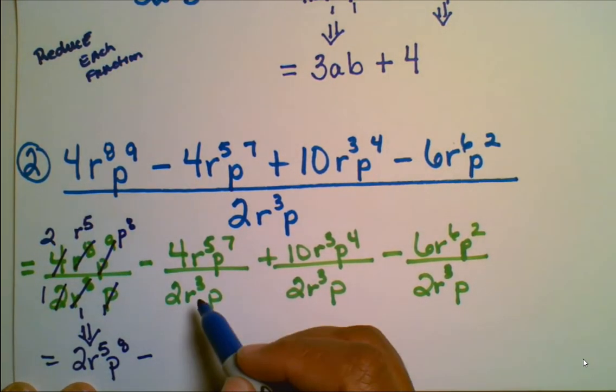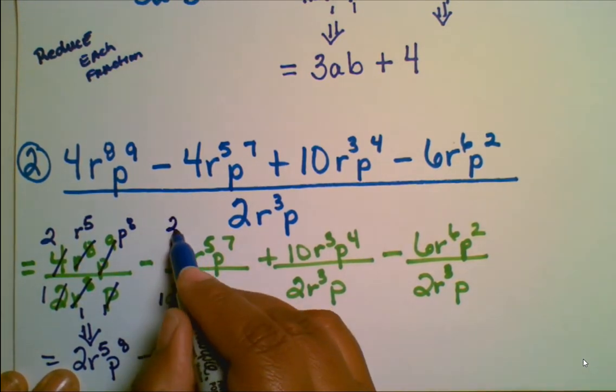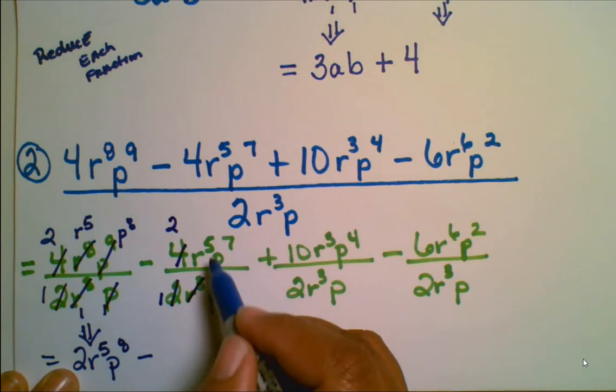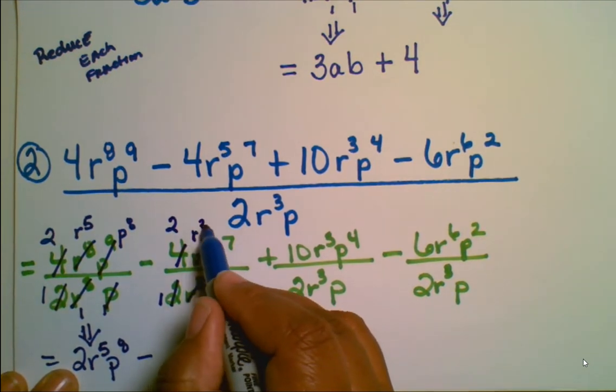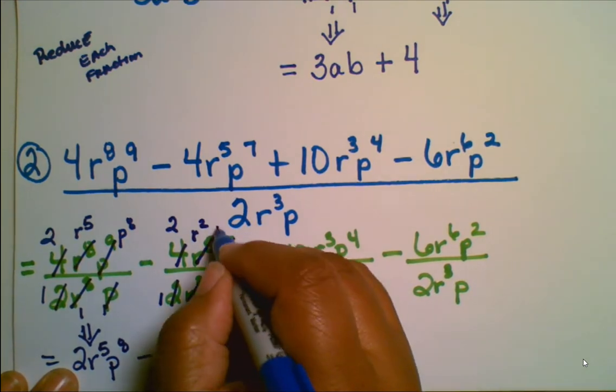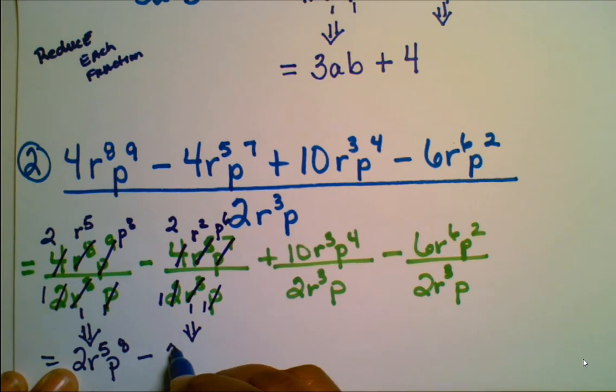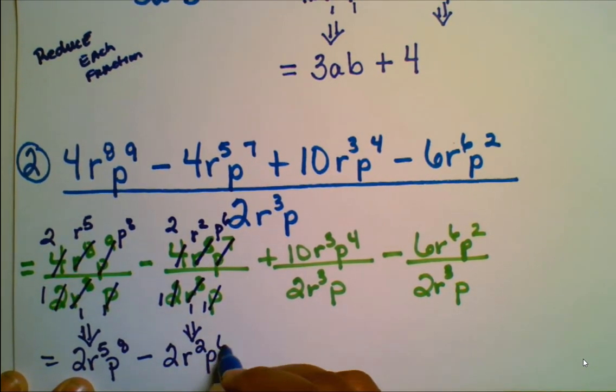minus, let's do the next term. Well, 2 divides into 4 twice. We're going to subtract 3 r's from 5. We have r squared. Then we're going to subtract a p from p to the 7th. We have p to the 6th. That second term is 2r squared, p to the 6th.